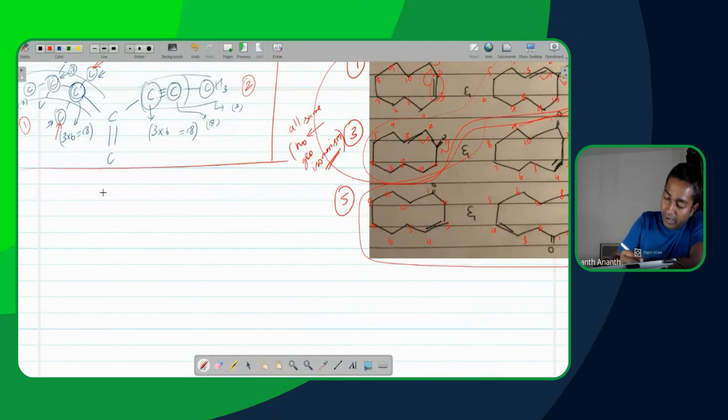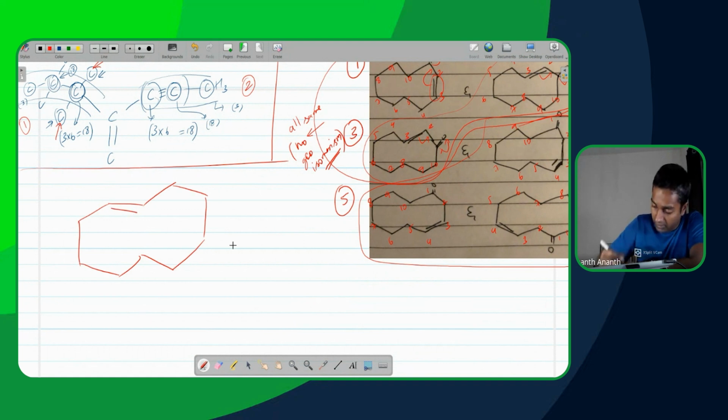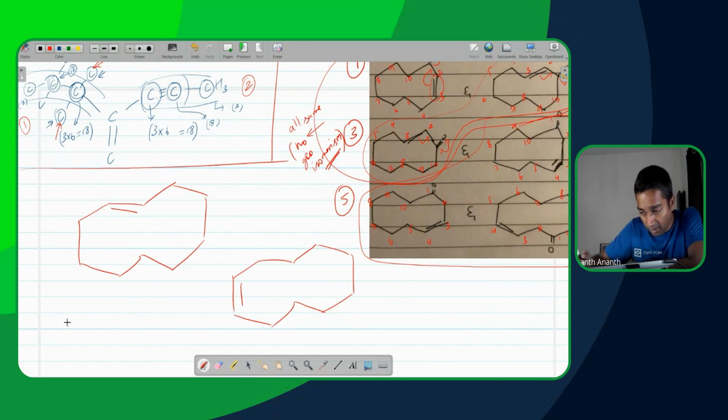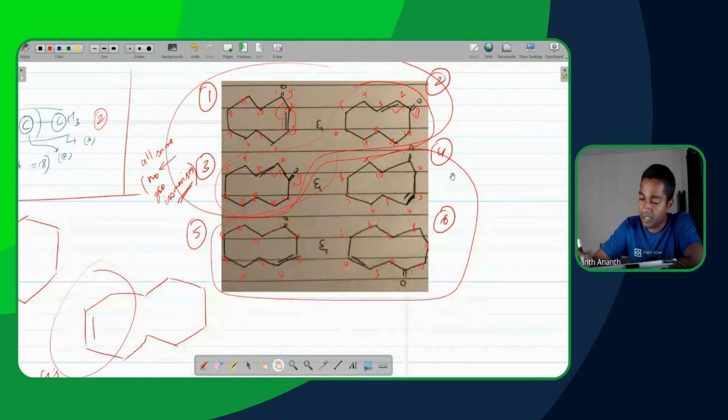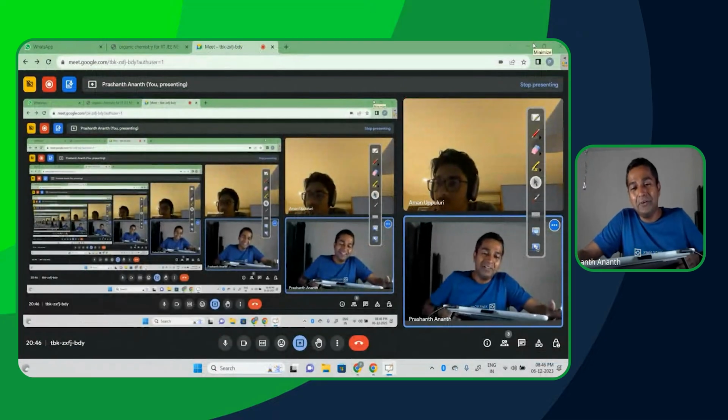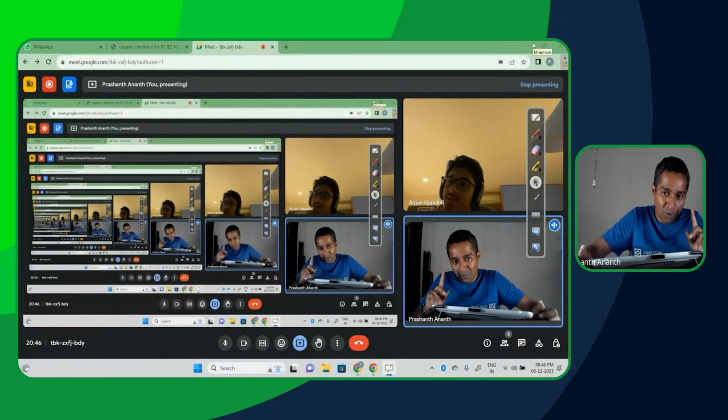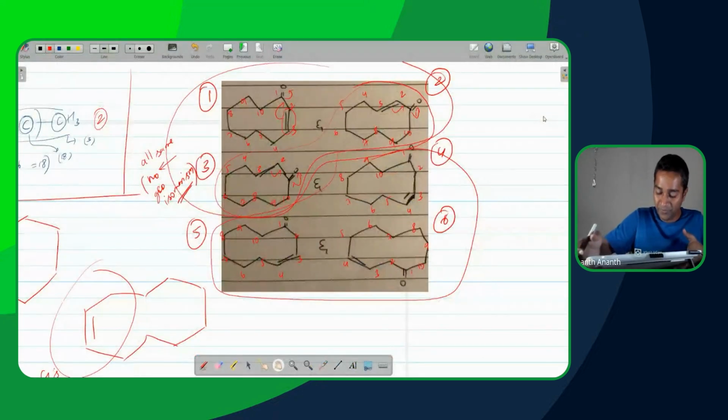Let's neglect that double bond. I'm going to take this one. If I take a double bond here like this, and if I take this, these two are cis and trans isomers. This is cis, this will be trans. But not when there is resonance. Not when there is resonance. And there's one more point here to finish.